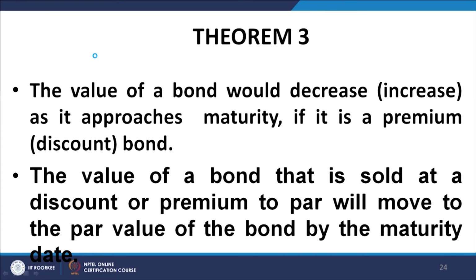Now, next theorem. The value of a bond would increase as it approaches maturity if it is a discount bond, and decrease if it is a premium bond. Now, I mentioned a few minutes back that the value of a bond on its date of maturity must equal its redemption value. A bond that is to be redeemed at face value must be quoting at face value on the date of maturity to prevent any arbitrage. For example, if a bond was priced lower than the redemption value, you would simply buy the bond in the market, deliver it to the company, take the redemption proceeds and make a riskless profit, which is barred by arbitrage. Therefore, the value of the bond on the date of redemption must equal its par value.